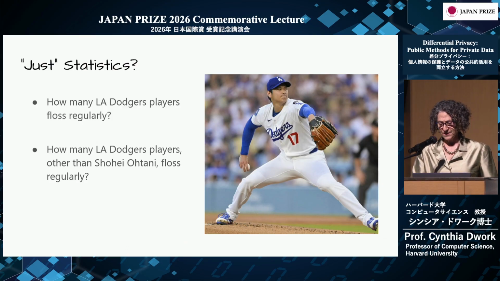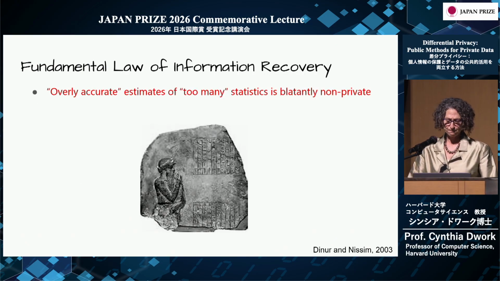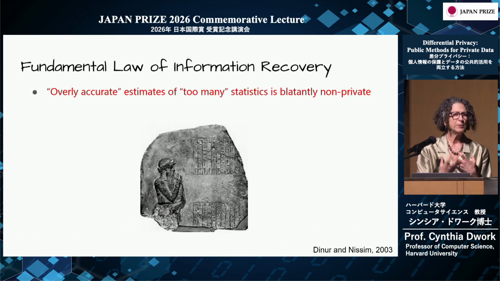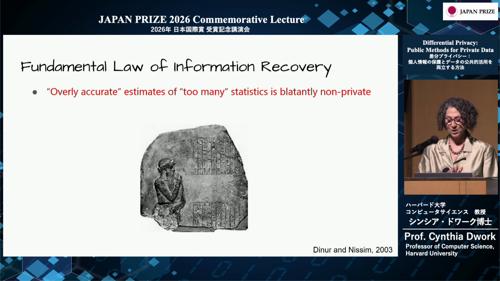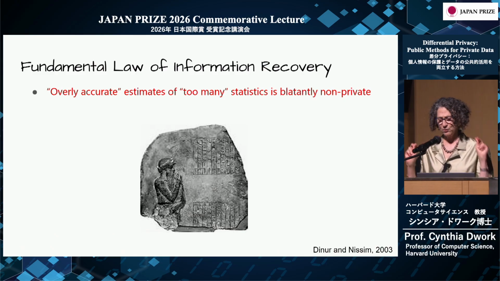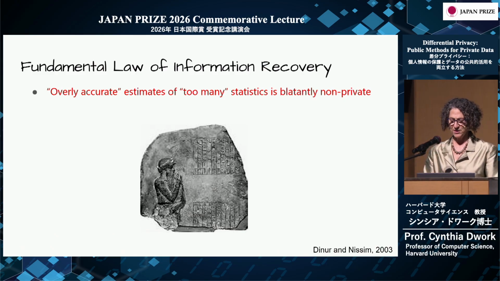So this is a special case of an accumulation of privacy loss that happens when many statistics are released. And this accumulation of risk is captured by what we sometimes call the fundamental law of information recovery or the database reconstruction theorem. And this mathematical law says intuitively that overly accurate estimates of too many statistics completely destroys privacy.